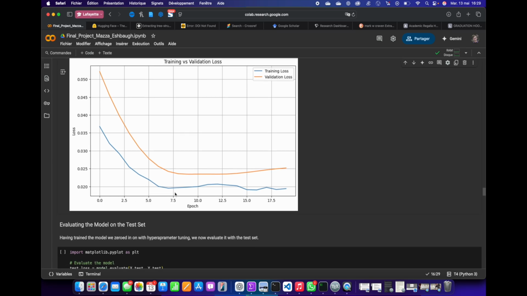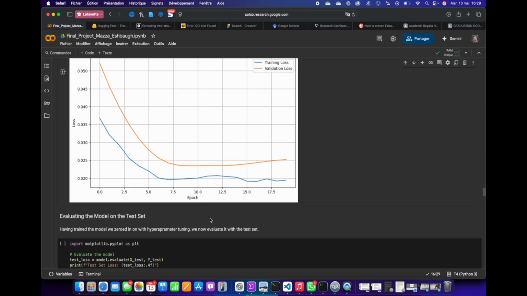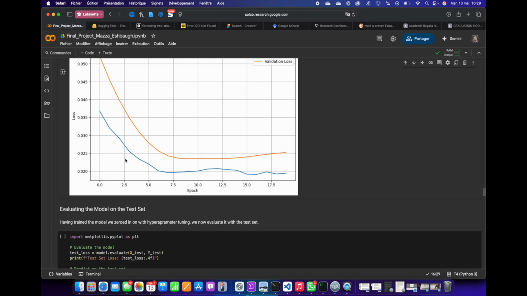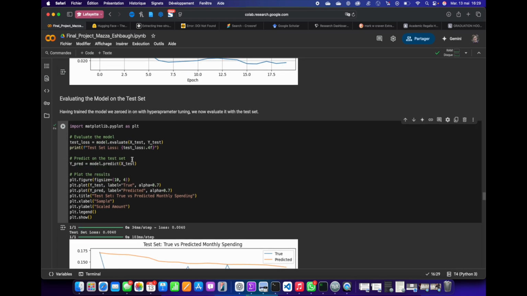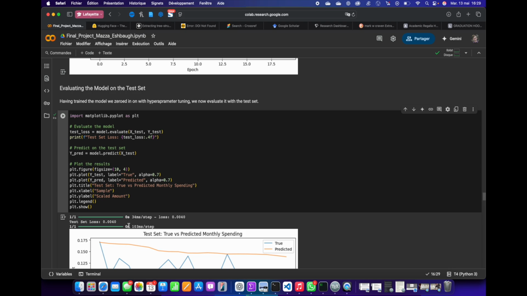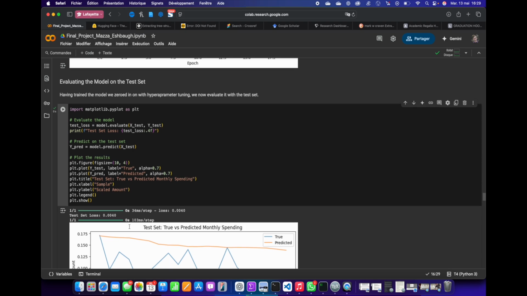You can see a similar trend to what we saw earlier. And again, the really zoomed in thing is that these lines are very close together, which is great. Now we'll evaluate on the test set. We've done our tuning. It's time to test. And you can see our loss was 0.0040 in this instance, which is great.